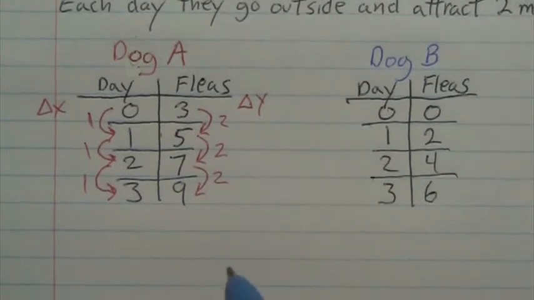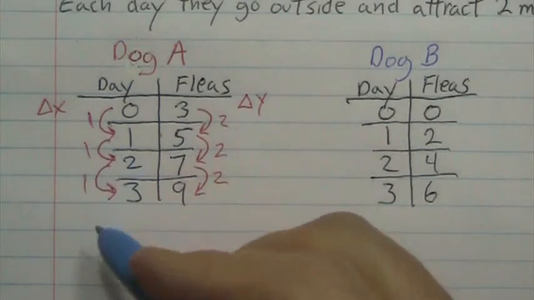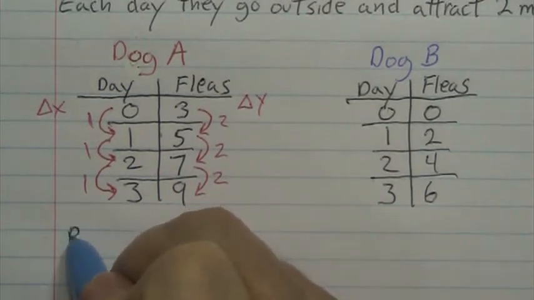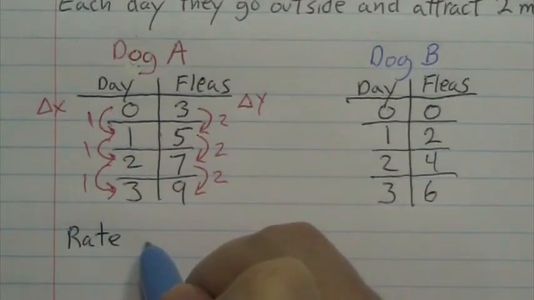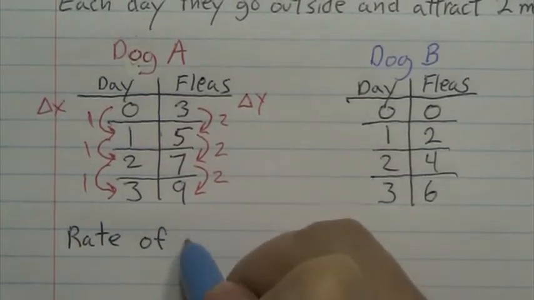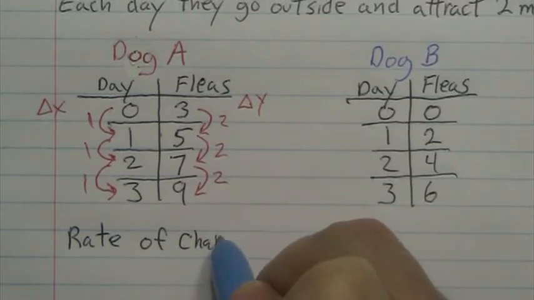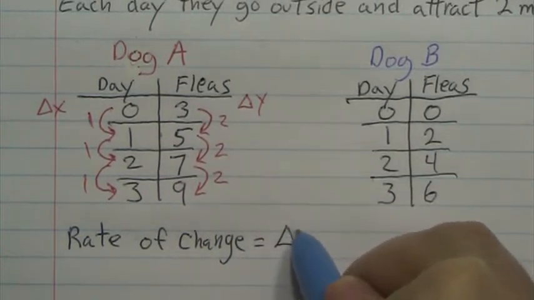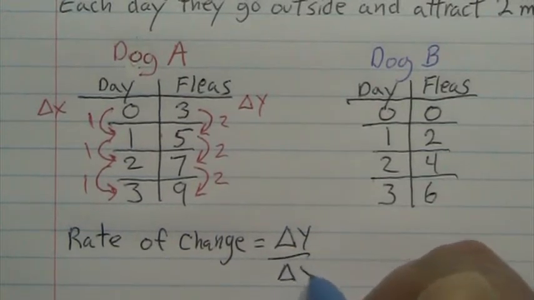So the rate of change, and I think I'll just write it like this, rate of change equals change of y over the change of x.